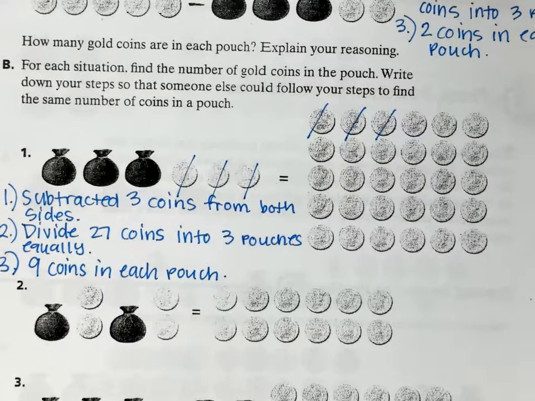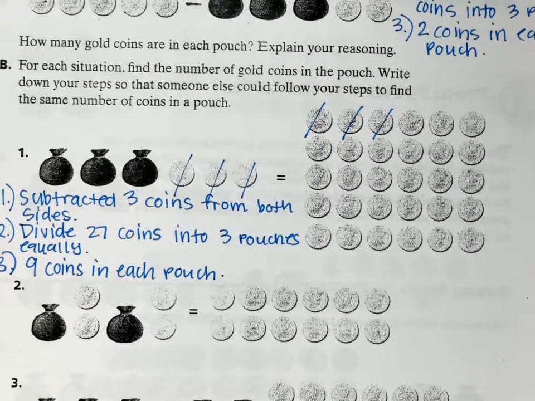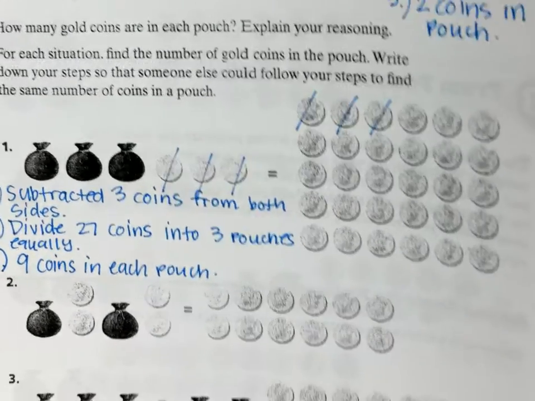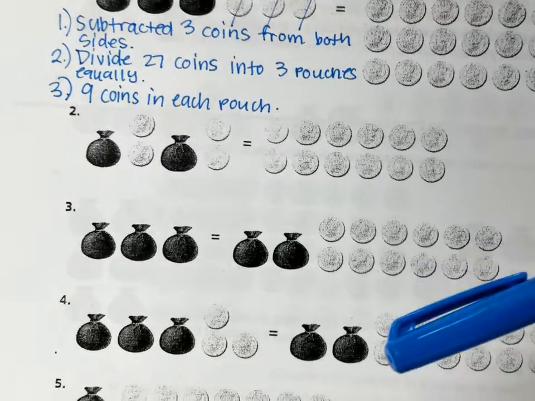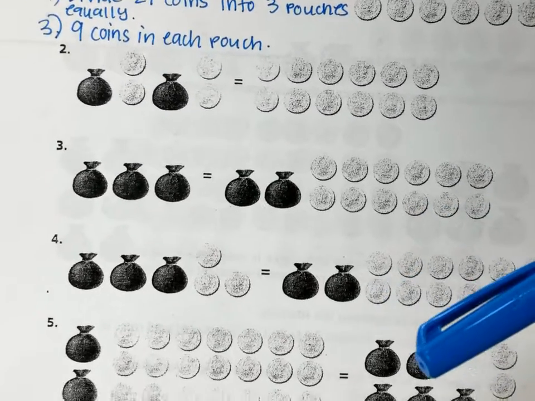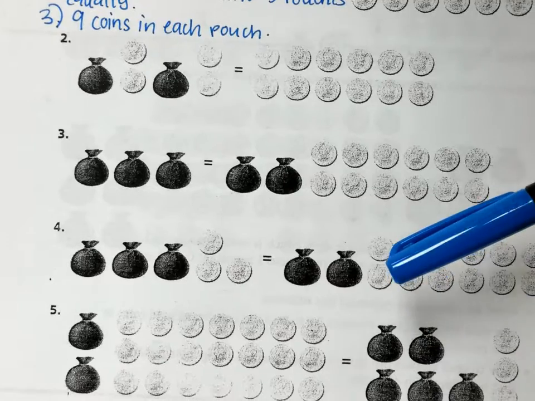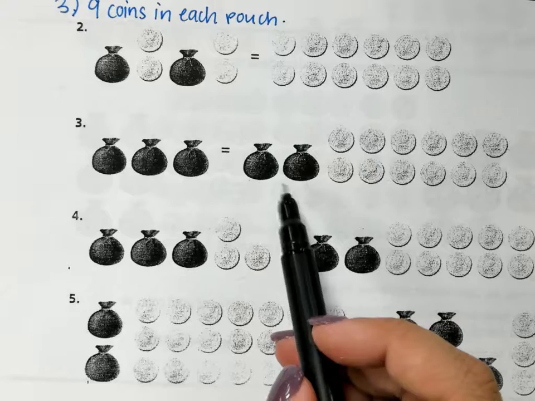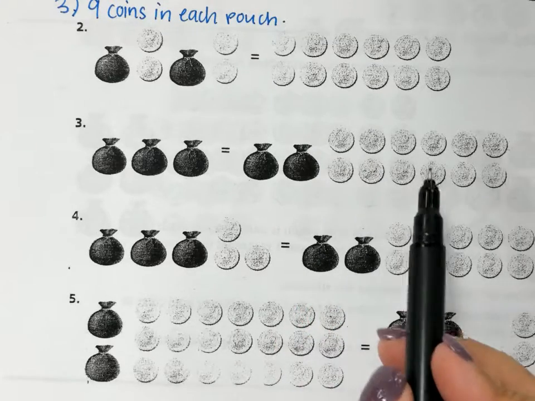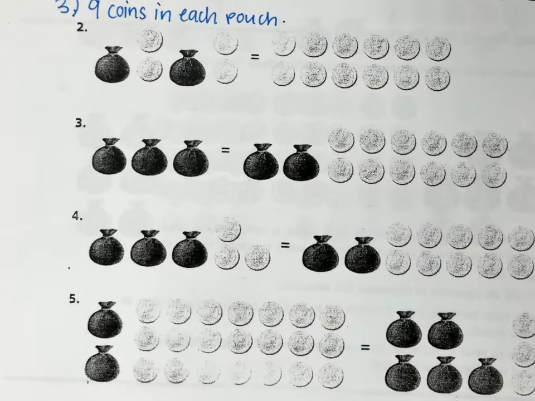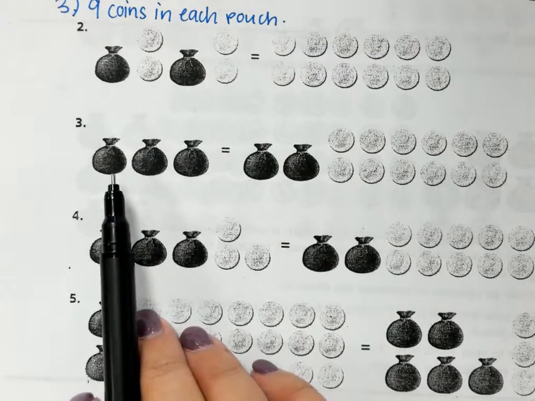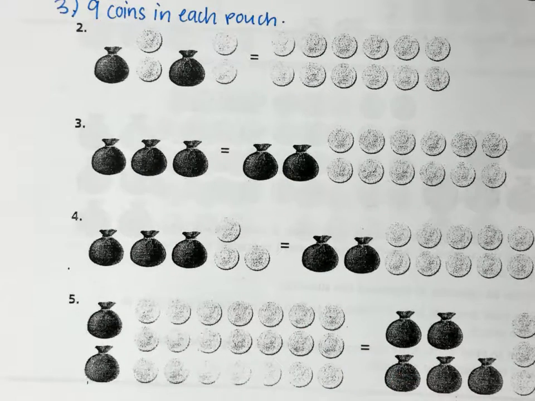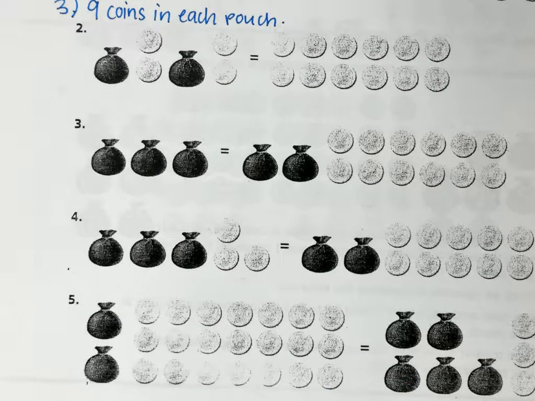Questions on number 1? All right, let's skip number 2 and let's go down to number 3, because number 3 looks a little bit different. So here I have 3 pouches, which is equal to 2 pouches and 2, 4, 6, 8, 10, 12 coins. So here I have pouches on both sides of my equal sign instead of coins on both sides of my equal sign. Can I do the same concept though?